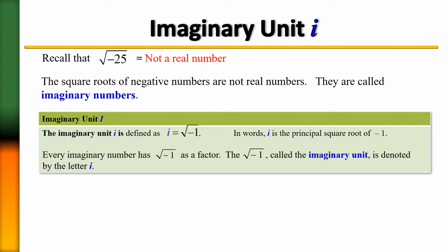Every imaginary number, in fact, has the square root of negative 1 as a factor. The square root of negative 1 is called the imaginary unit and is denoted by the letter i.